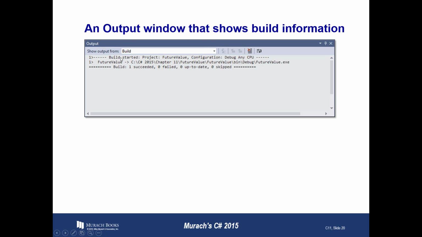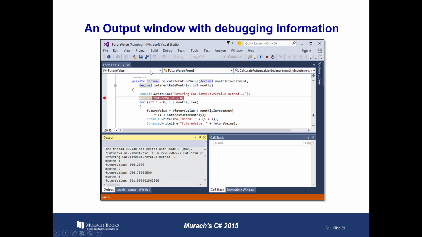The output window also shows when you do build information. So if the build would fail, typically you'll get some kind of a reason why it fails. Here's an output window with debug information, so you can see here that this is set. There's a breakpoint right here, and it's also giving you a bunch of information.